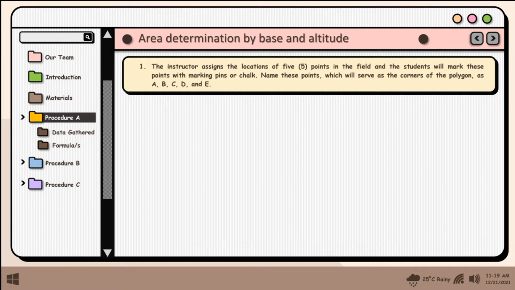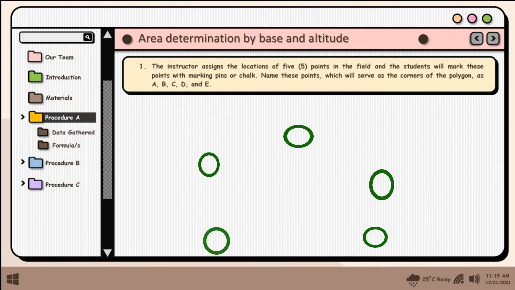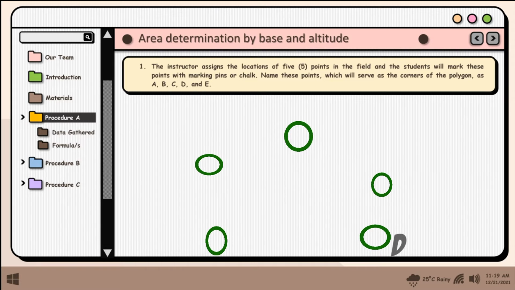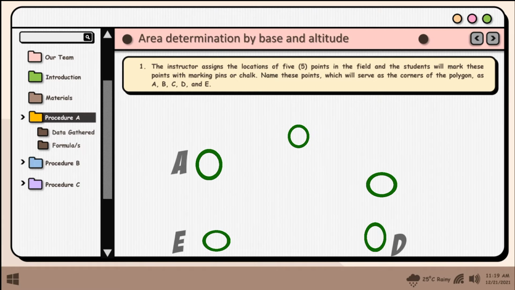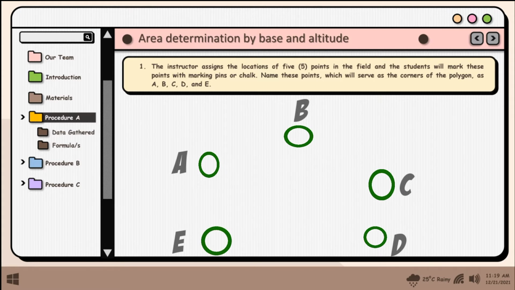Step 1. The instructor assigns the location of 5 points in the field, and the students will mark these points with marking pins or chalk. Name these points, which will serve as the corners of the polygon, as A, B, C, D, and E.